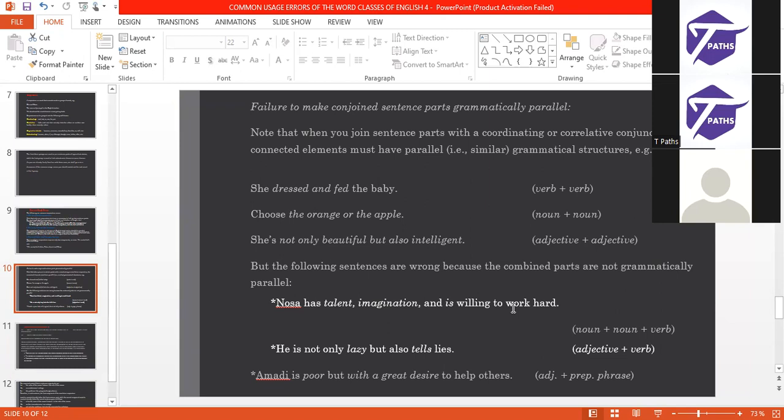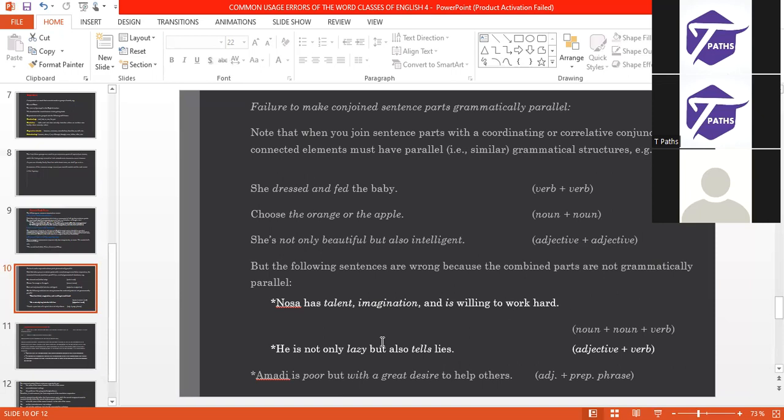Know that when you join sentence parts with coordinating or correlative conjunctions, the connected elements must be parallel. That is, they should be similar grammatically. They should be similar. Look at this example. She dressed and fed the baby. Look at verb plus verb. She dressed. Dressed is a verb. Fed is also a verb. Okay? Choose the orange or the apple, noun plus noun. She is not only beautiful, but also intelligent, adjective plus adjective. They are wrong when you combine them.